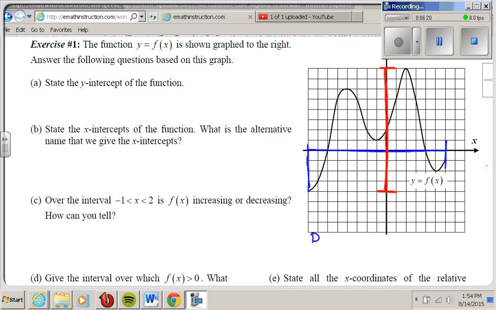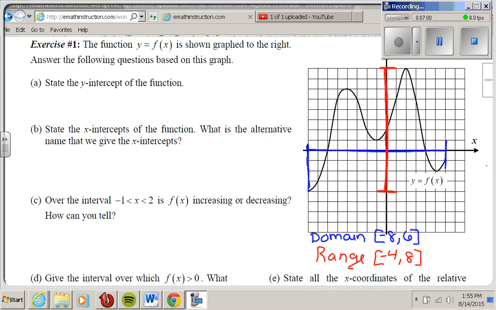So my domain is the interval -8, which is right here, right, to 6. Those are all of the x values. If I were to plot all of these points, we would use those integer values, right? My range is from -4 to 8. There's my domain, and there's my range.